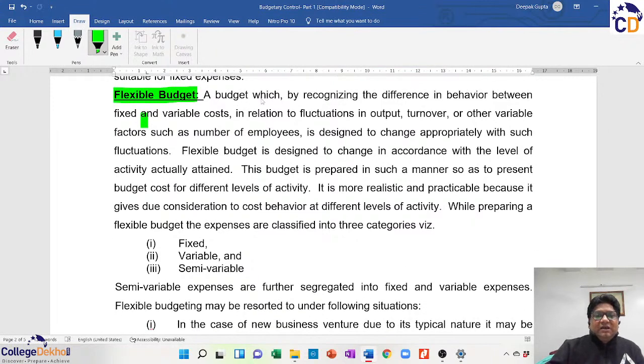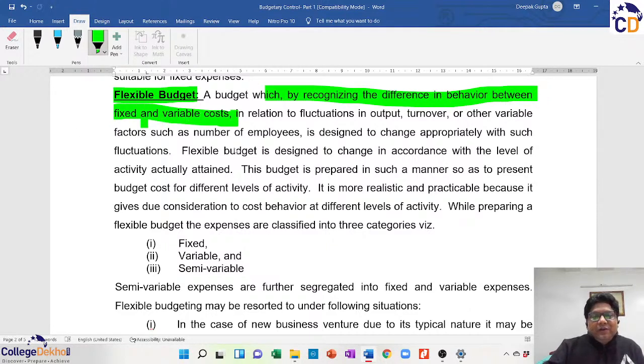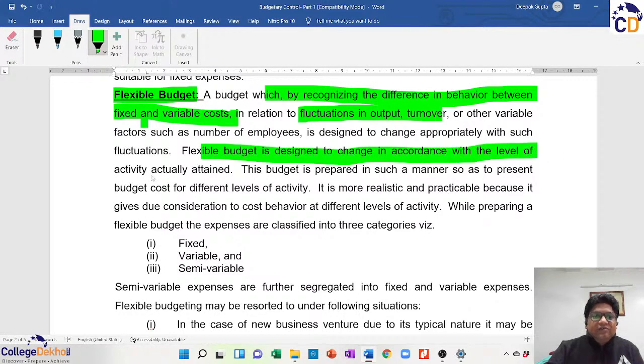So we basically recognize the different behavior between the fixed and the variable cost. That is, those costs which will depend on the output, that is the variable cost, and those which will be independent of the output, that is the fixed cost. So in relation to the fluctuation in the output or the turnover, the cost can be easily ascertained. So basically a flexible budget is designed to change in accordance with the level of activity actually attained.